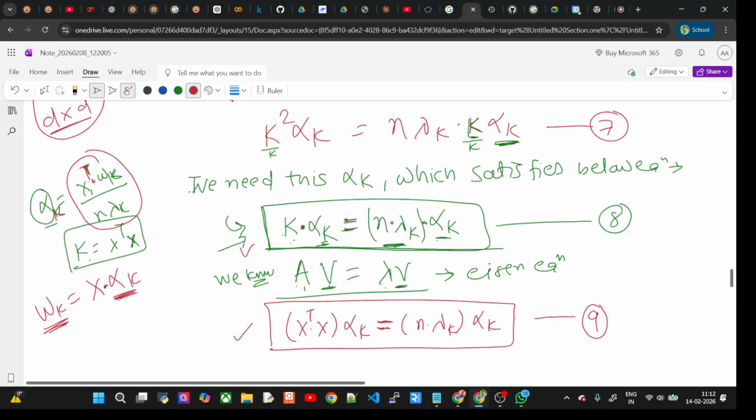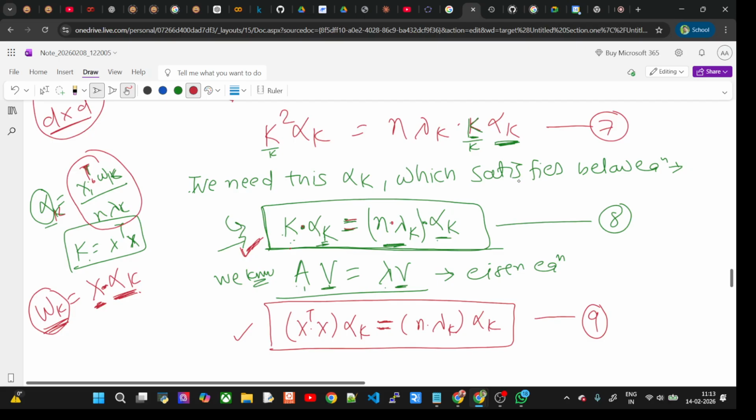So how do you get alpha k? Alpha k has to satisfy this equation. Once it's satisfied, out of the number of alpha k's you found, one is satisfying this equation. Then you just multiply with your data matrix, whatever data points you have, and you get wk. That's all, PCA is done. So alpha k now depends upon an n cross n matrix instead of d cross d.